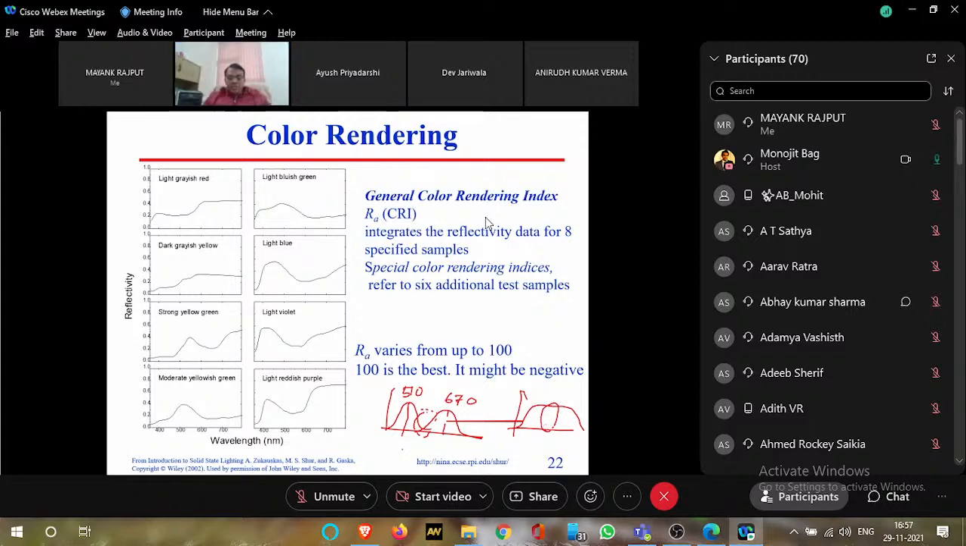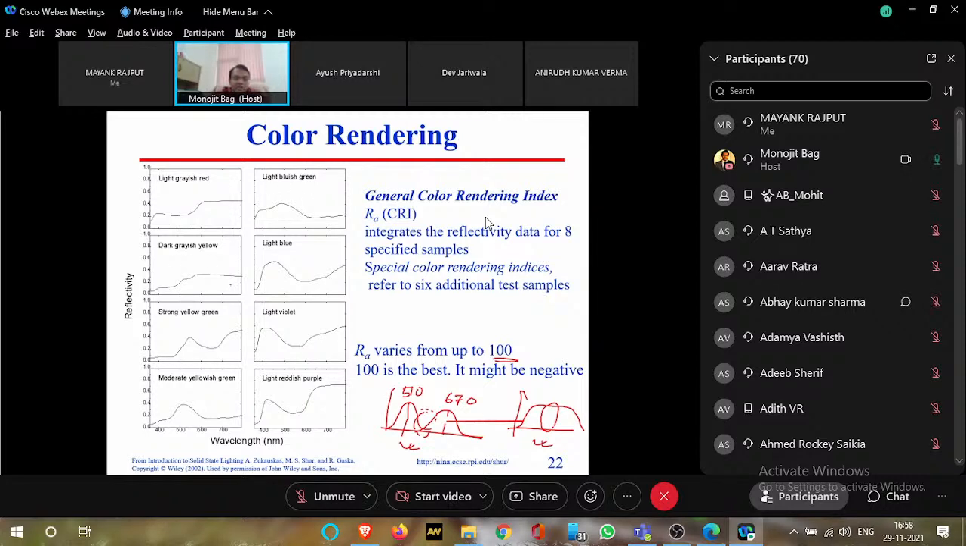So that means this white source and this white source are not exactly identical. This one can give you all the colors that I want to see, but this one will not give you all the colors that I want to see. So the color rendering index of this source will be high, very close to 100, and this will be much lower. Here you can see light gray is red, light blue is green.